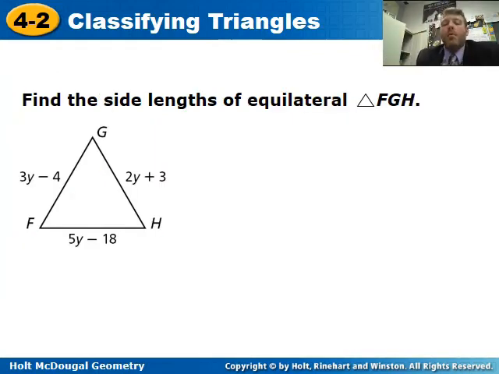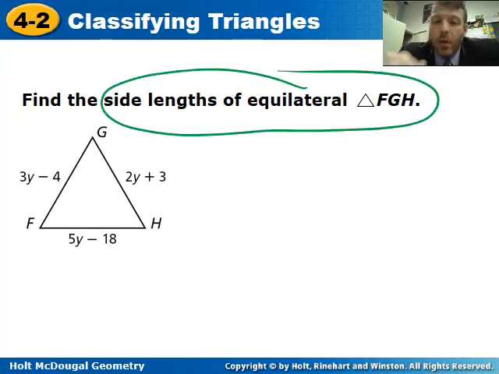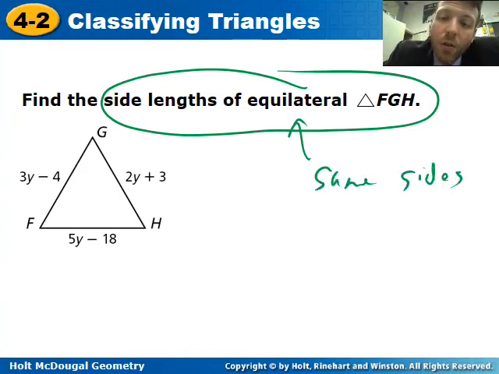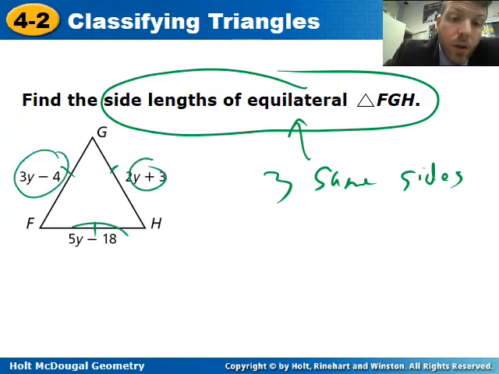Okay, for our last problem, we're going to solve for all the side lengths of this equilateral triangle. Equilateral meaning same sides. So all three have the same side. That means that this is congruent to this, which is congruent to that. Correct? Yeah, I know because I'm right. So since they're congruent, I can set any one of these equal to one of the other ones. It doesn't matter which one I do, I can just pick one. So I'm just going to pick these two right here.